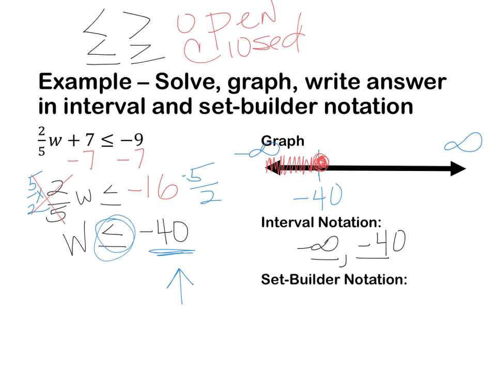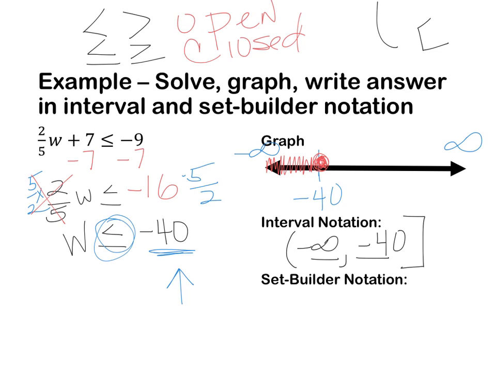Alright, now for my notation around there. For interval notation, you're either going to use parentheses or a bracket. The only time you use a bracket is when you have a closed dot. So look, no closed dot on negative infinity, so it's a parentheses. Closed dot on -40, so it's a bracket. If that dot had been open, I'd have put a parentheses around -40.